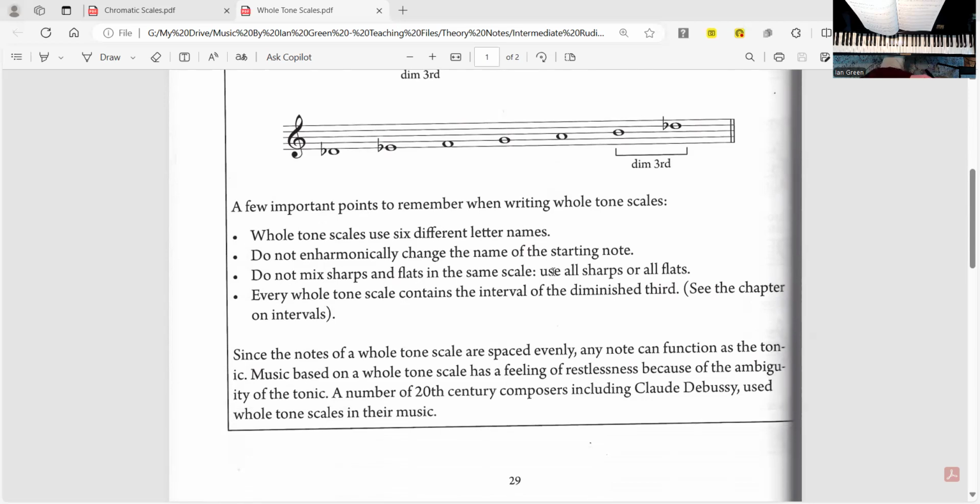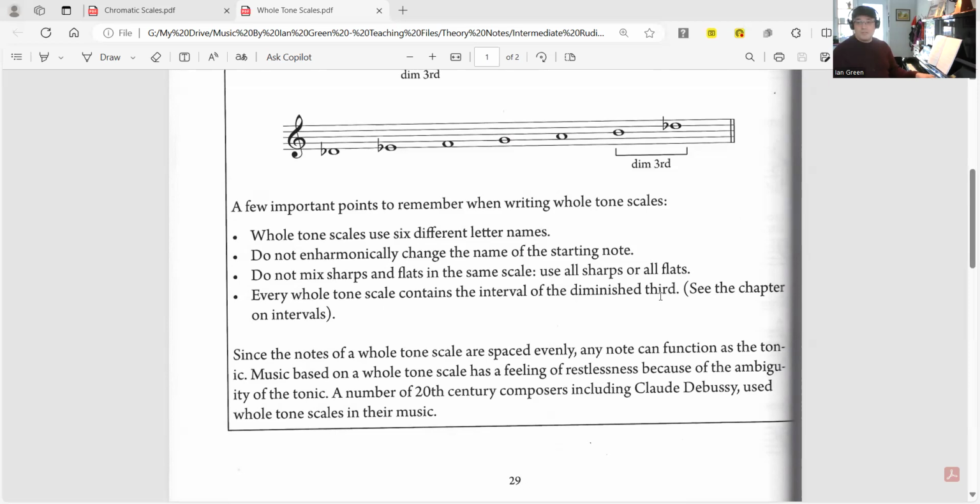You have to use either sharps or you have to use flats, but not both. That's what makes the writing of a whole tone scale different than a chromatic scale. With a chromatic scale, you can mix and match sharps and flats, but with a whole tone scale, you cannot. As well, every whole tone scale contains the same number of notes.